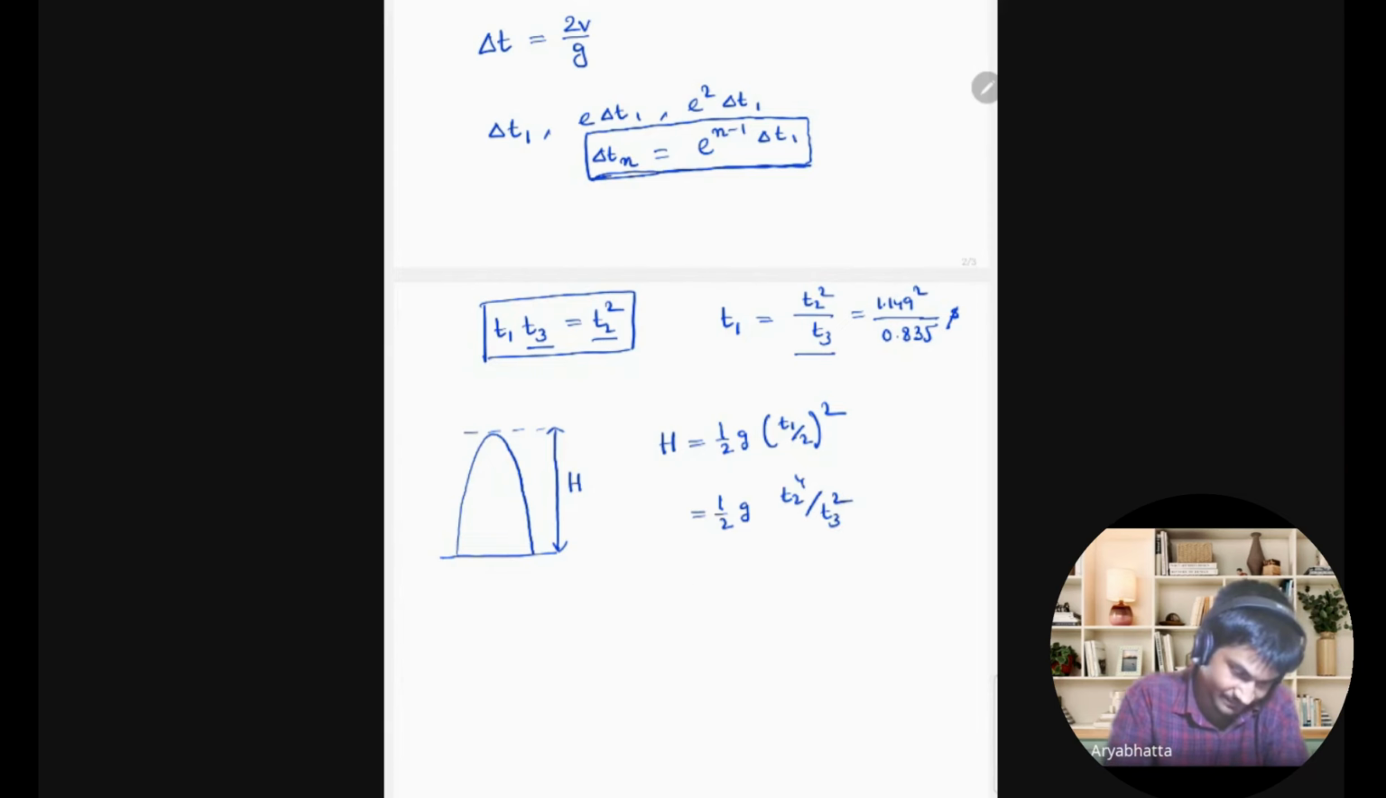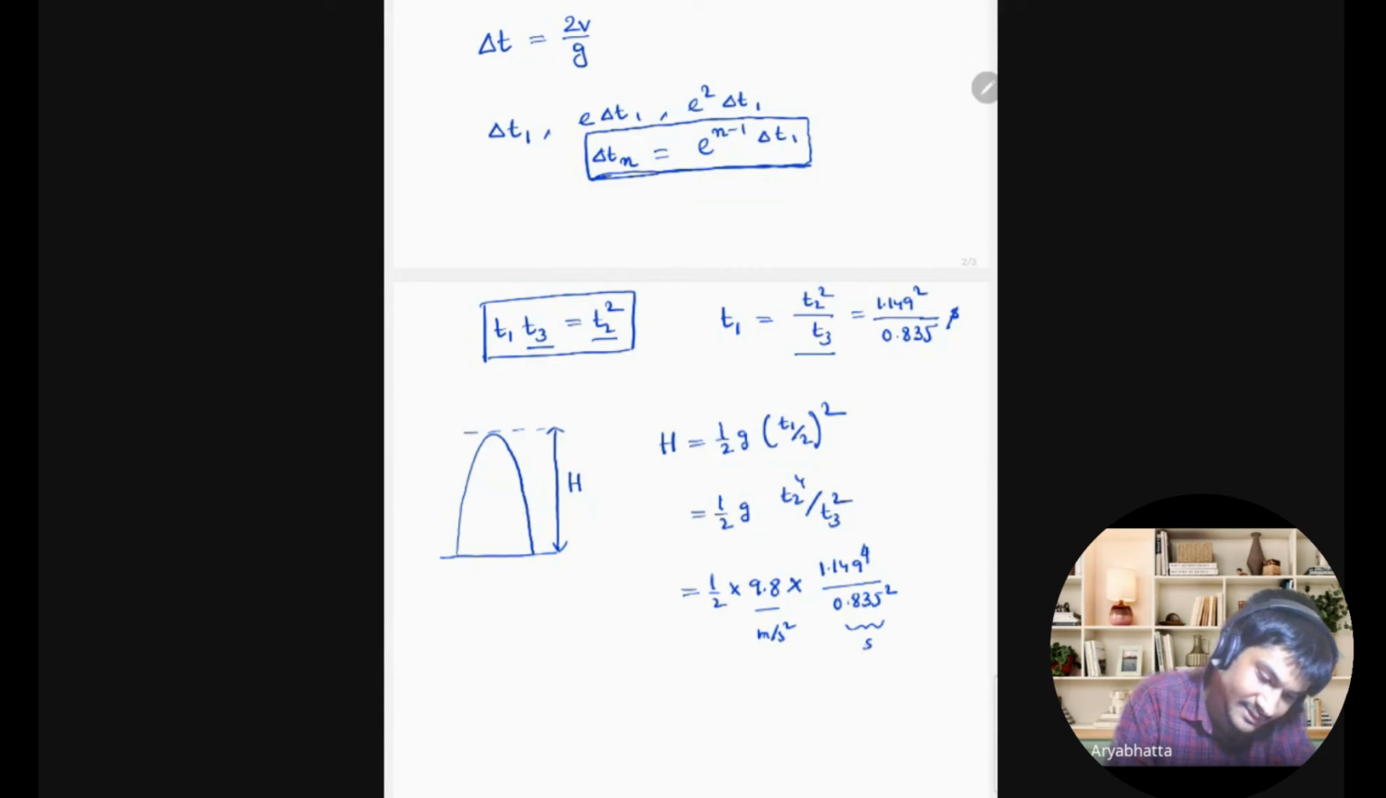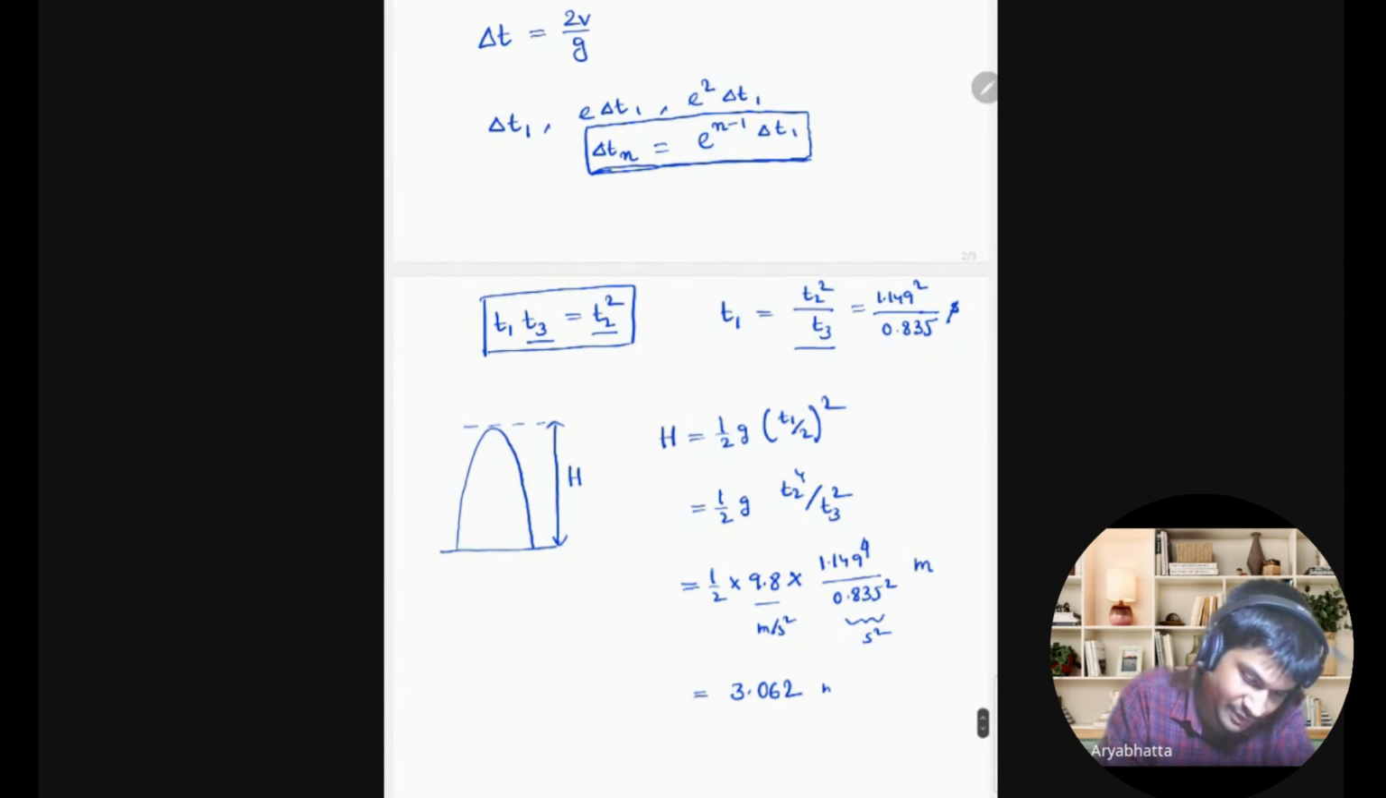I'm just substituting. And then we need to use a calculator to find the final expression. And let's see what it gives. So we'll put 1.149 to the power 4 by 0.835 square. This was in meter per second square, and this is second square. So our final answer will be in meters. And if you calculate this, you will get 3.062 meter as your answer.